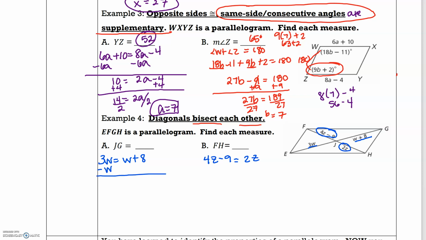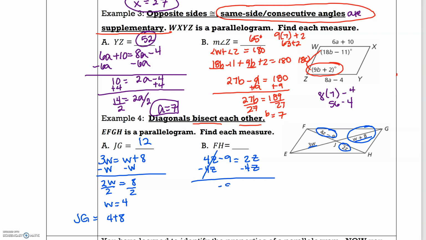So let's solve. We're going to subtract w from both sides to be left with 2w equals 8. Divide both sides by 2, and w is 4. So we're going to plug it back in to find JG. So 4 plus 8, and that is going to give me 12. Over here, I'm going to subtract my 4z, so I don't leave this side with nothing. And then I'm going to divide both sides by negative 2 to get 4.5.